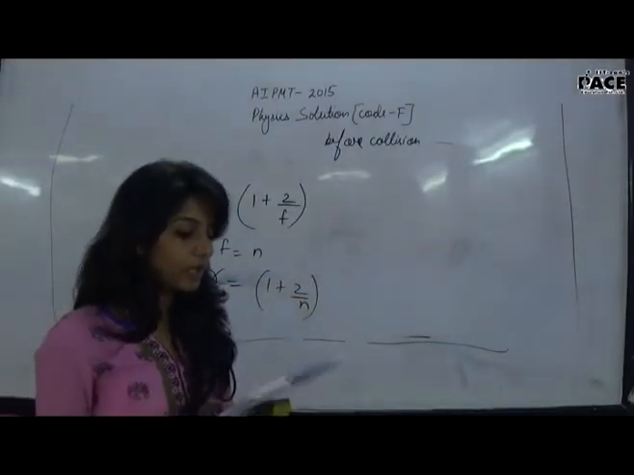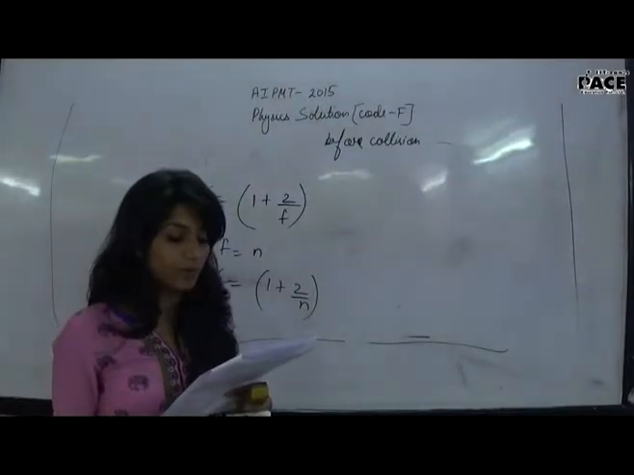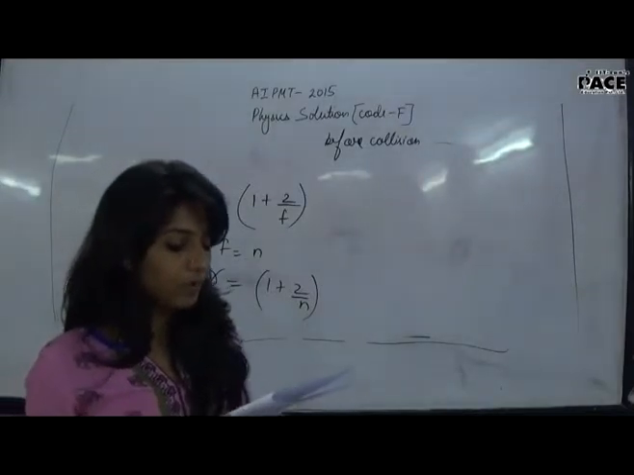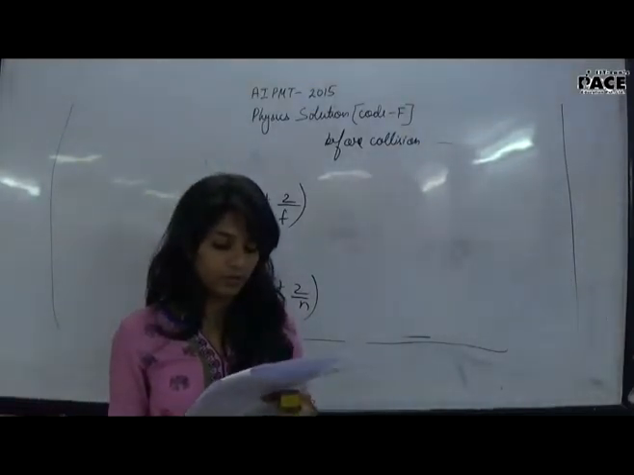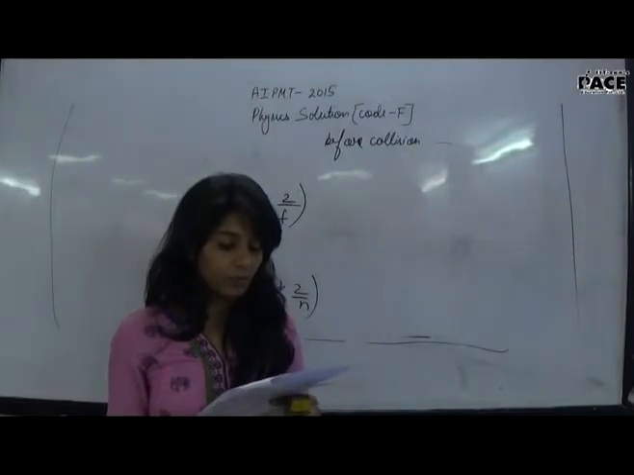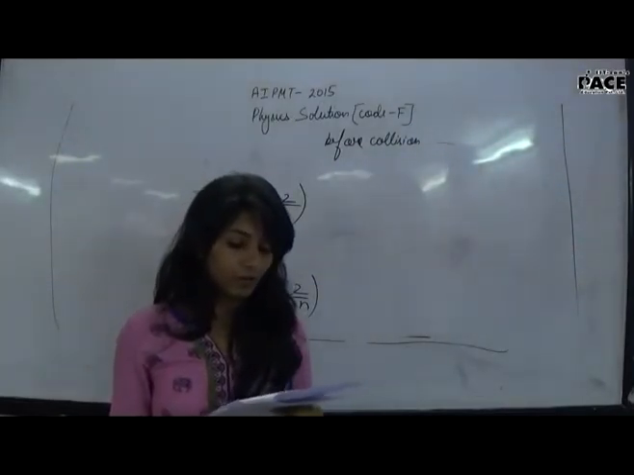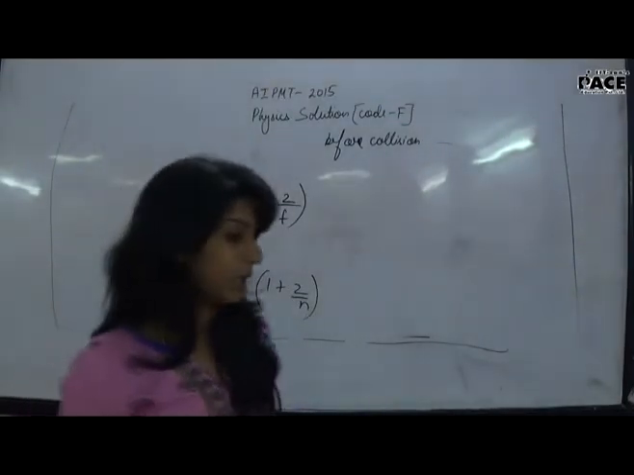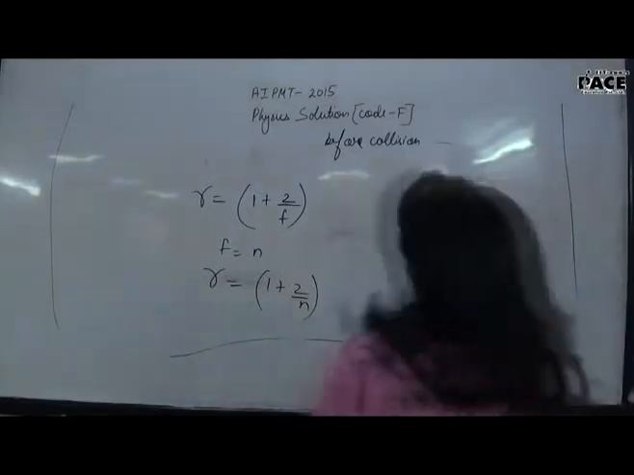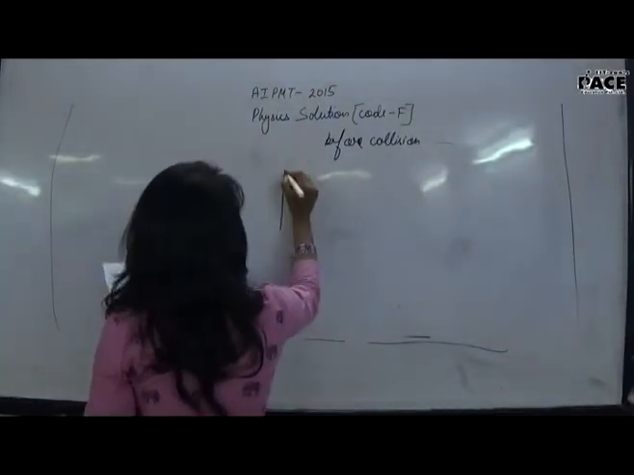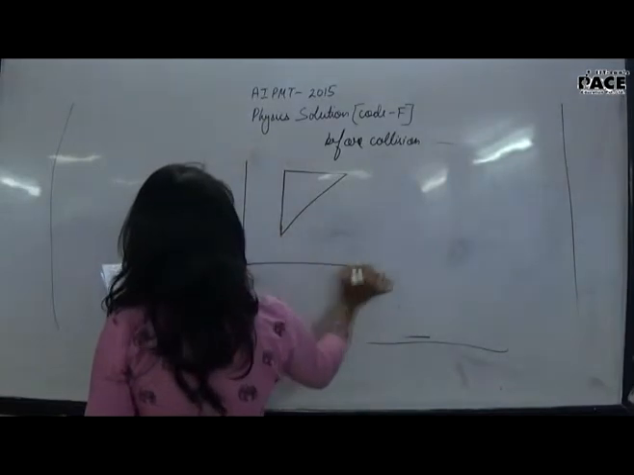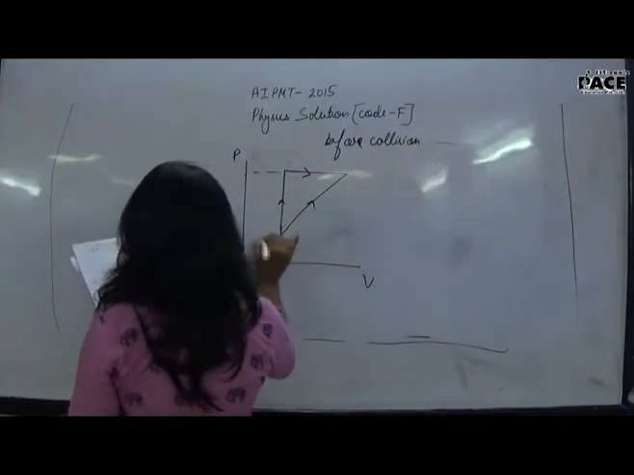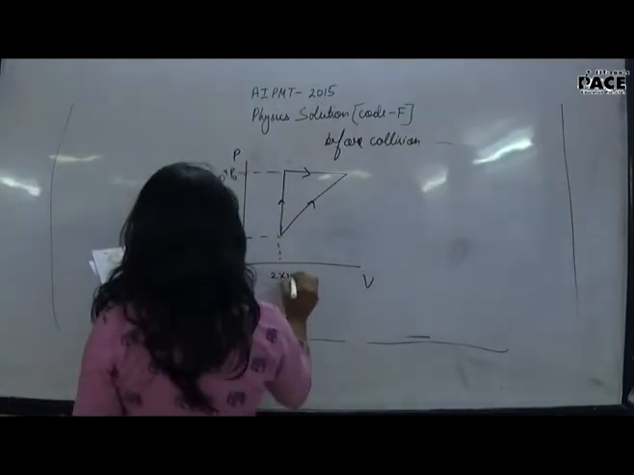Question number 170: the figure below shows two paths that may be taken by a gas to go from state A to a state C. In process AB, 400 joule of heat is added to the system, and in process BC, 100 joule of heat is added to the system. The heat absorbed by the system in the process AC will be. The PV graph is given.